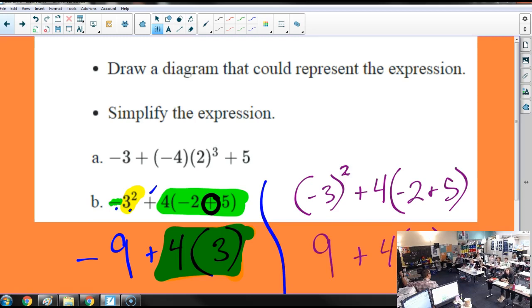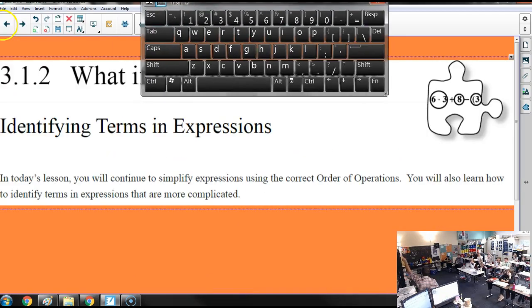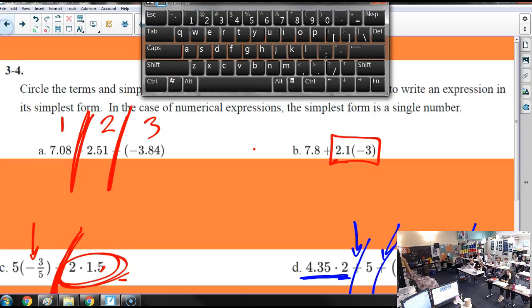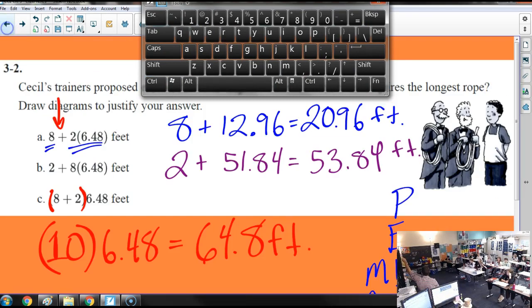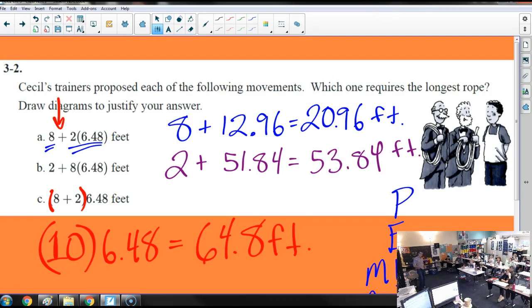Anybody think back to that problem yesterday that had A, B, and C? We got 3 different answers from A, B, and C. This is why I love using a smartboard. Remember this? Yeah. Remember this from yesterday, guys? Every problem uses the same numbers. A 2, an 8, and a 6.48.